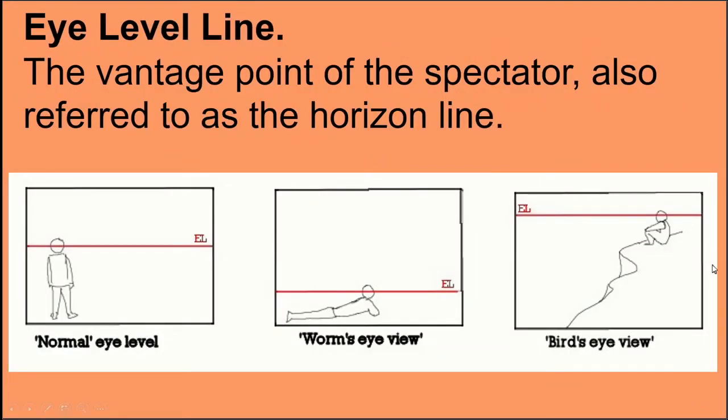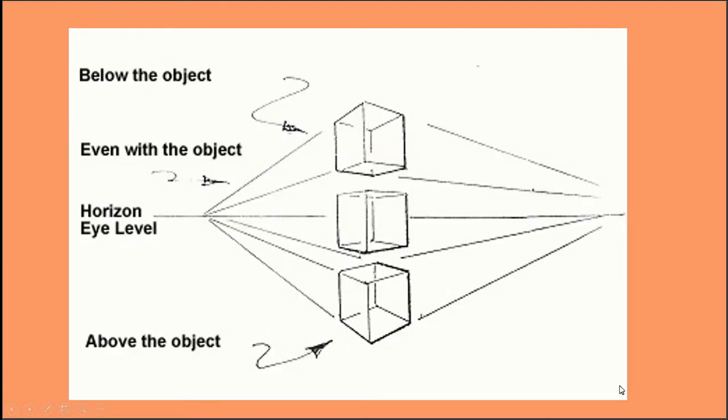Here we see the eye level, which again is the vantage point of the spectator, and it's also referred to as a horizon line, but here you can see the normal eye level view, here you see the worm's eye view, and here you see a bird's eye view. And they use this a lot in photography as well, in filmmaking.